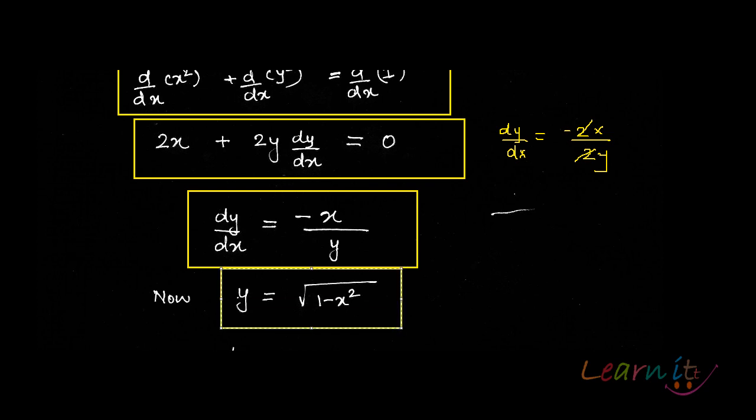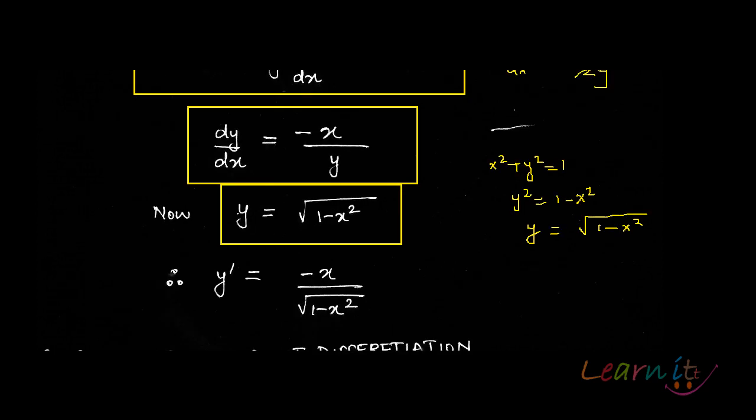So, I had x square plus y square equals 1, which means y square equals 1 minus x square. Taking the positive square root, I get under root 1 minus x square as my y. So now differentiating y with respect to x, y prime, will give me the following.